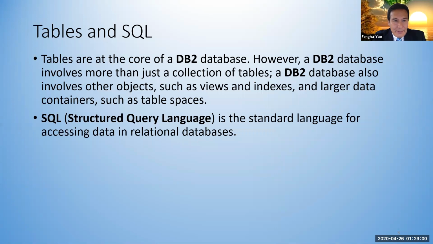Next, tables and SQL. Tables are at the core of a DB2 database. However, a DB2 database involves more than just a collection of tables. A DB2 database also involves other objects, such as views and indexes, and larger data containers, such as table spaces.